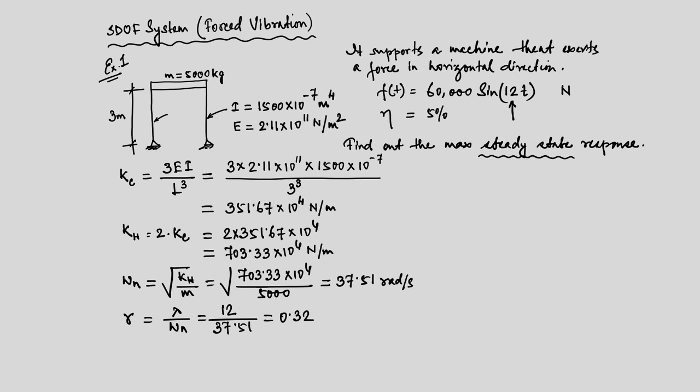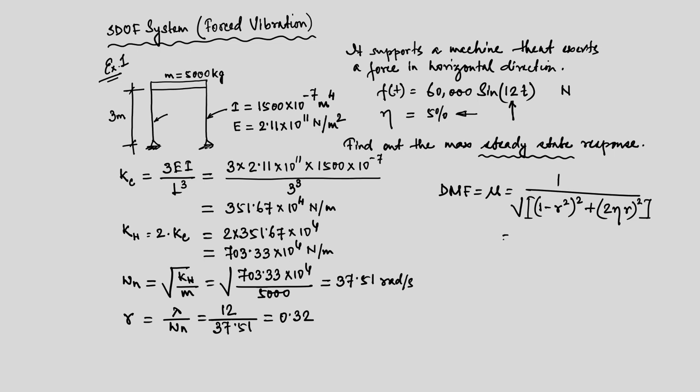What else are we given? The critical damping ratio. The moment we know the critical damping ratio and frequency ratio, we can find out the dynamic magnification factor. This is mu. If you recall, the expression for the dynamic magnification factor is 1 by the square root of (1 minus r square) whole square plus (twice eta r) whole square.